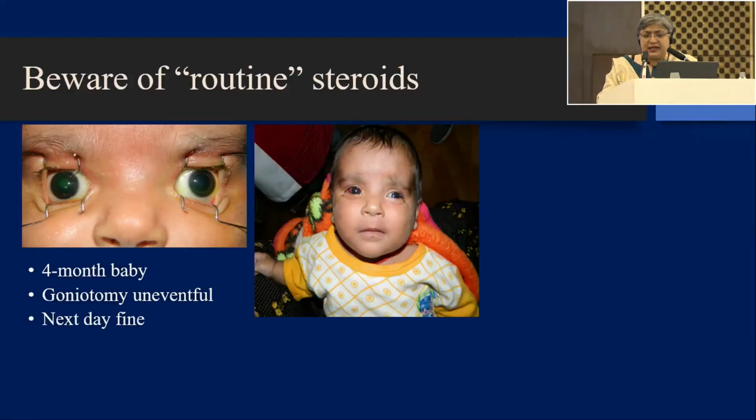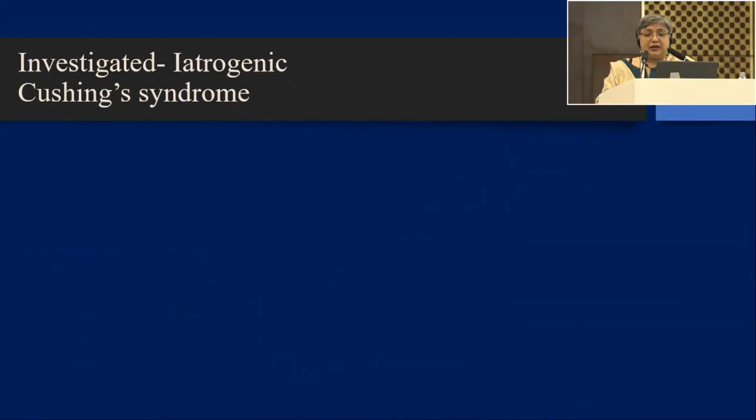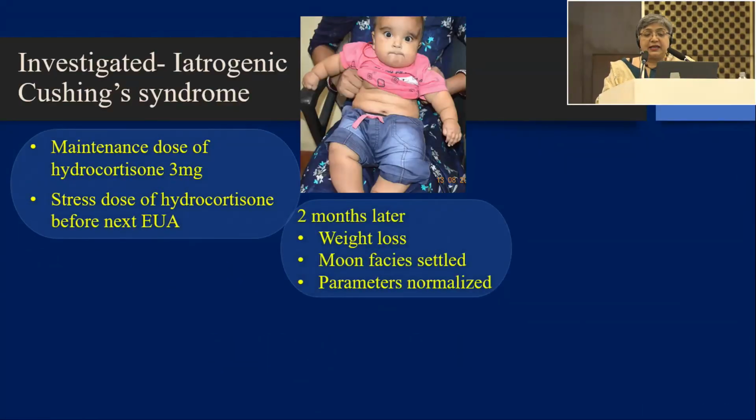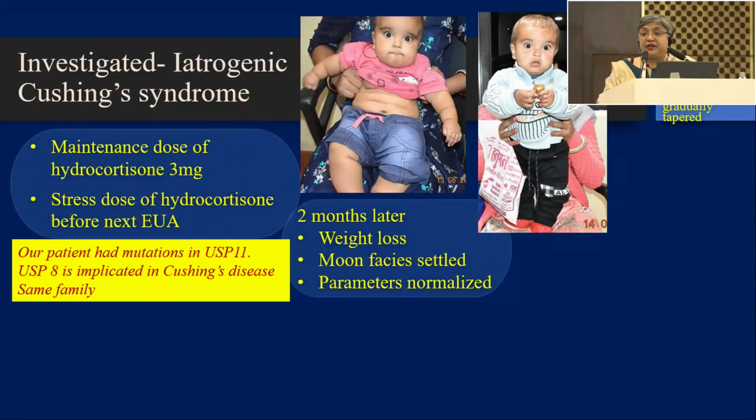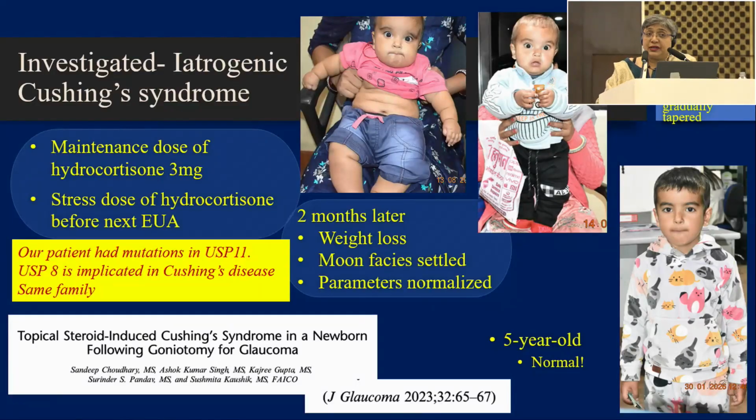Genetics has made us eat humble pie, of course. Beware of routine steroids. So this child actually had iatrogenic Cushing's because we didn't know such a thing existed. When we investigated, it turned out to be a USP11. Now, USP8 is responsible for Cushing syndrome. So maybe it's the same family. We just gave them 4 times steroid following goniotomy, and he gained 3 kilos in the next 1 month. And then he had to be, of course, with the pediatric endocrinology and everything. And now he's 5 years old, and he's a normal kid.